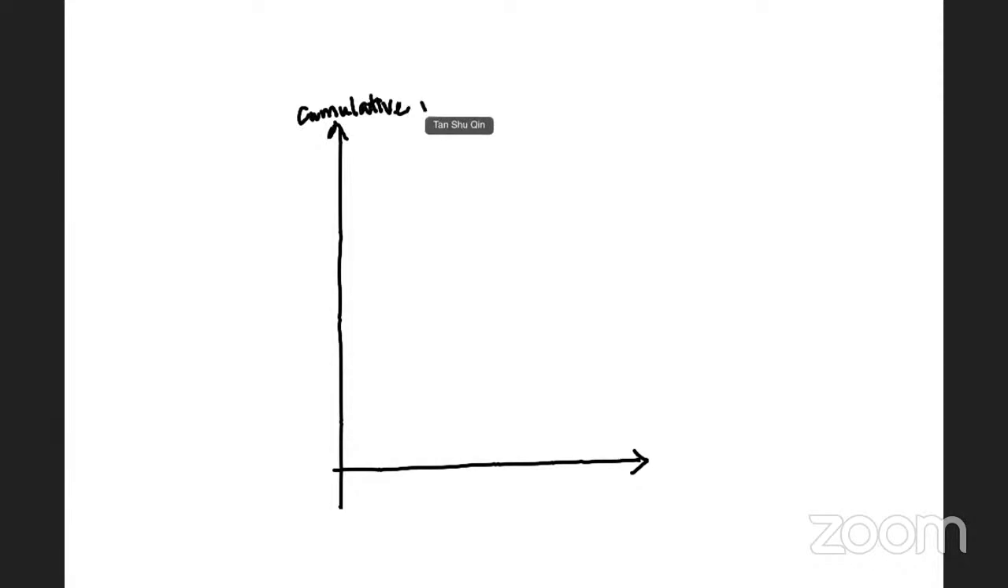So this will be a straight line, okay? So you're going to draw two lines. This will be your upper boundary. So this will be your cumulative frequency. And this will be your upper boundary.